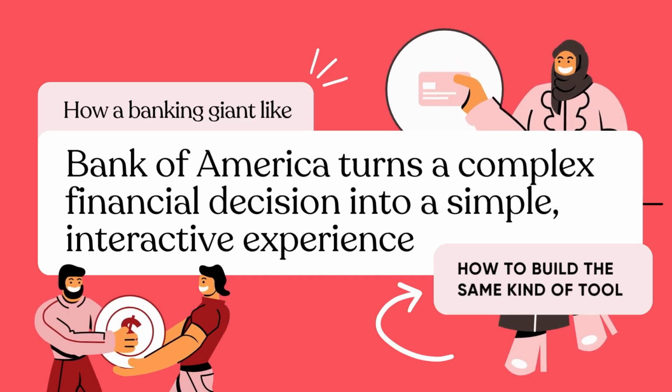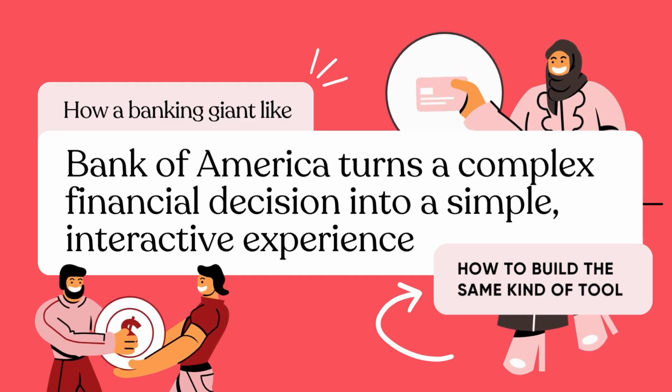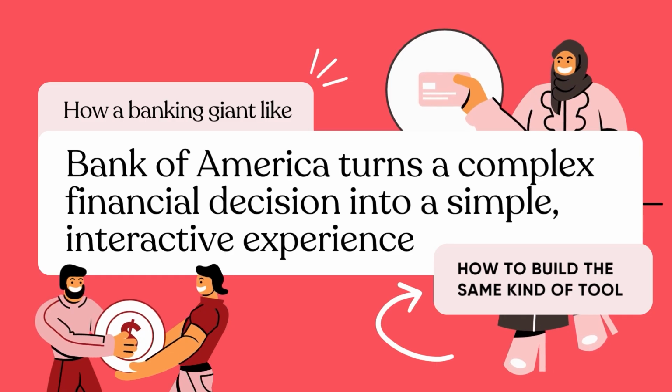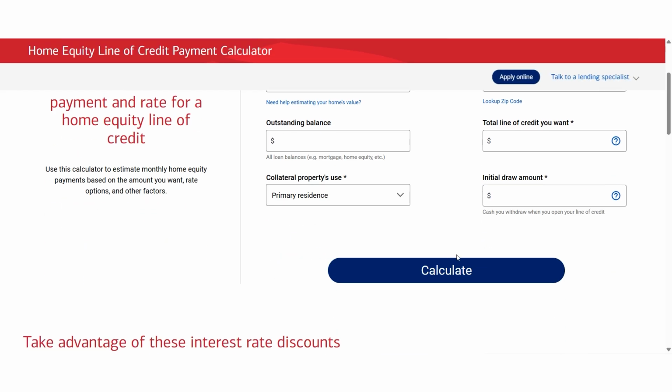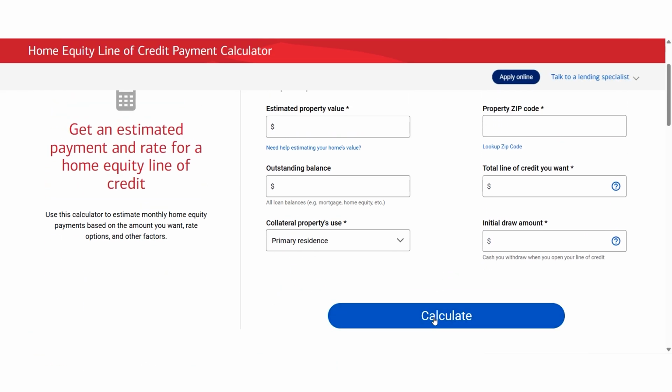Today we're breaking down how a banking giant like Bank of America turns a complex financial decision into a simple, interactive experience, and showing you how to build the same kind of tool for your own brand in just minutes. On its website, Bank of America runs a home equity line of credit payment calculator, a smart, interactive calculator that asks visitors a handful of simple questions, including estimated property value, outstanding balance, collateral property use, property code, total line of credit you want, initial draw amount. Based on the answers, Bank of America instantly delivers a personalized result.